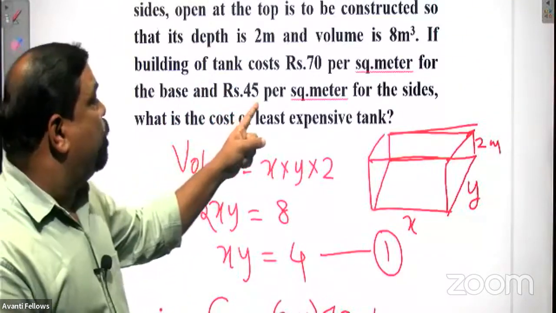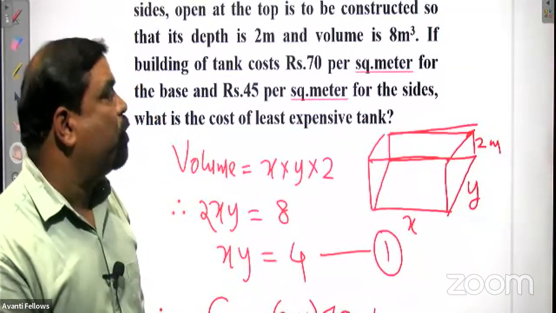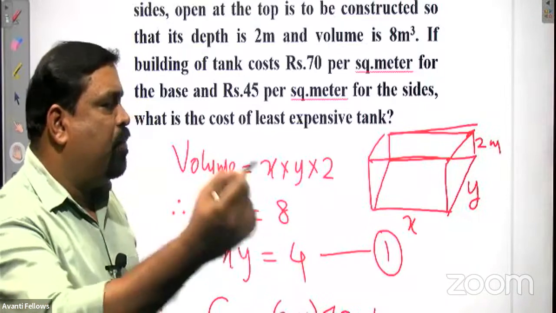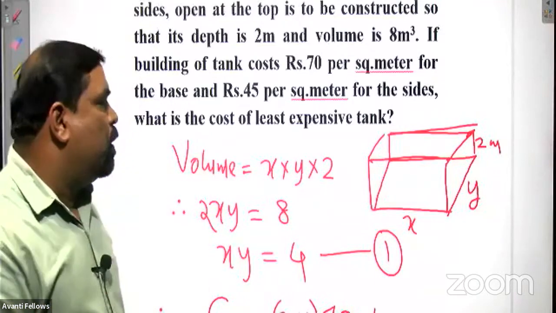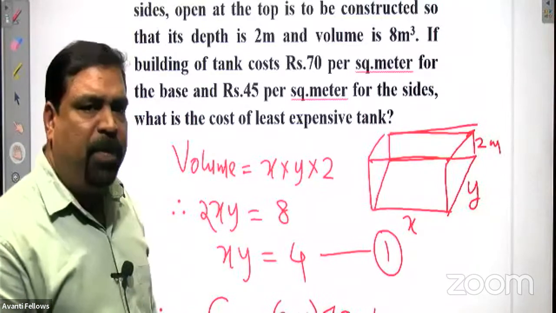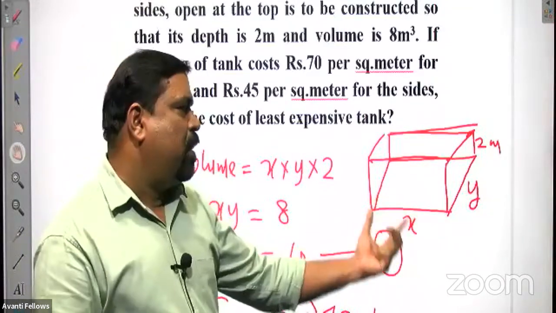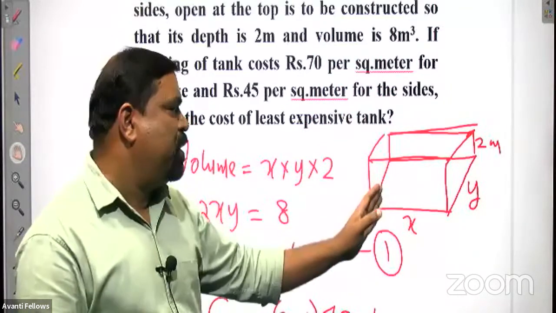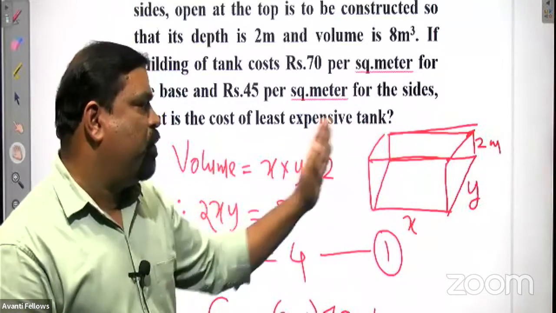45 rupees per square meter for the sides. Okay, 45 rupees per square meter for the 4 sides. So what is the total area of the 4 sides actually? The depth is 2 meter, length is x and breadth is y. So one wall where the length is x and height is 2 means it will be 2x. Opposite is also 2x. Then other two walls means 2y and 2y. So 2x plus 2x means 4x, 2y plus 2y means 4y.